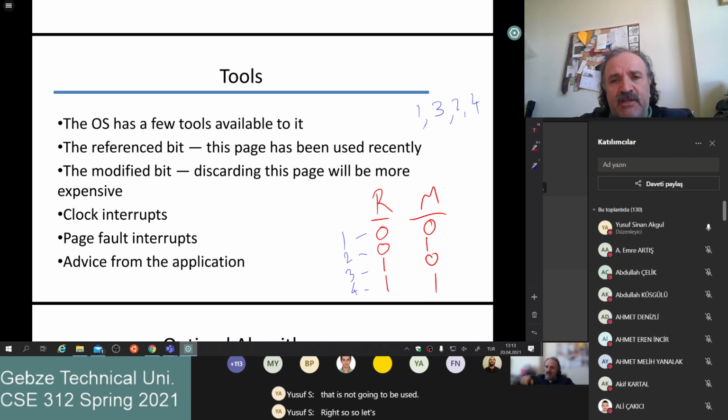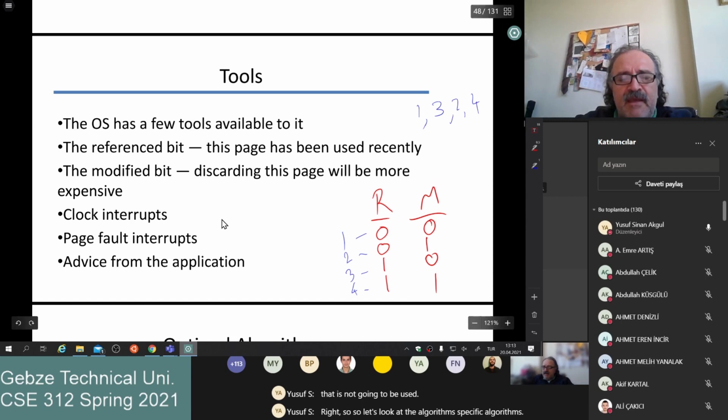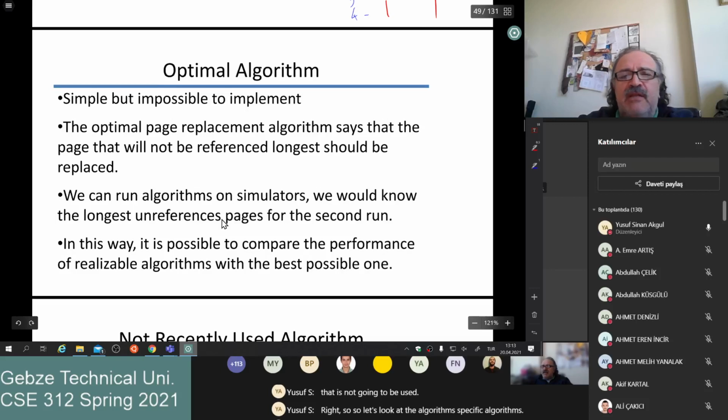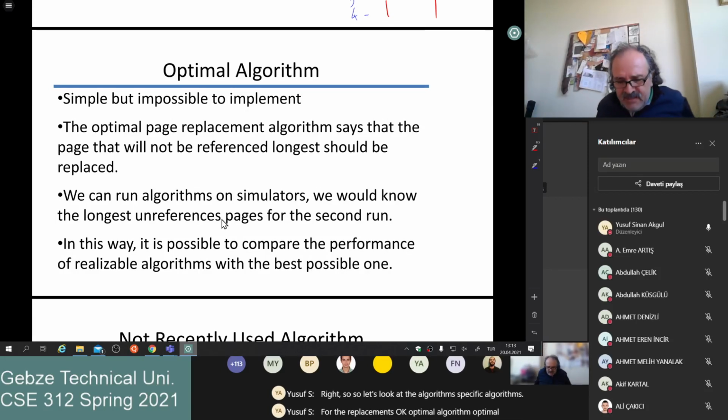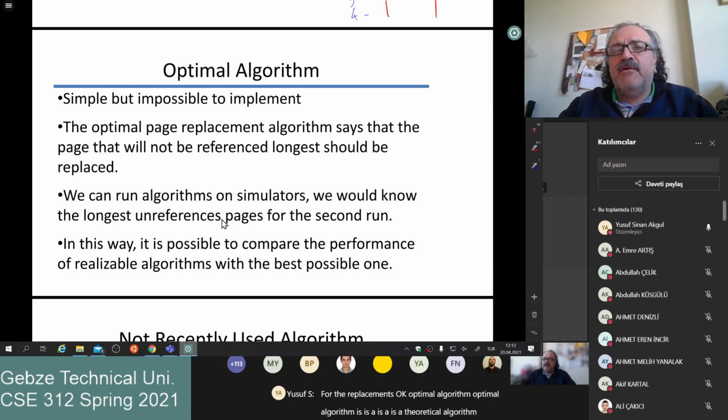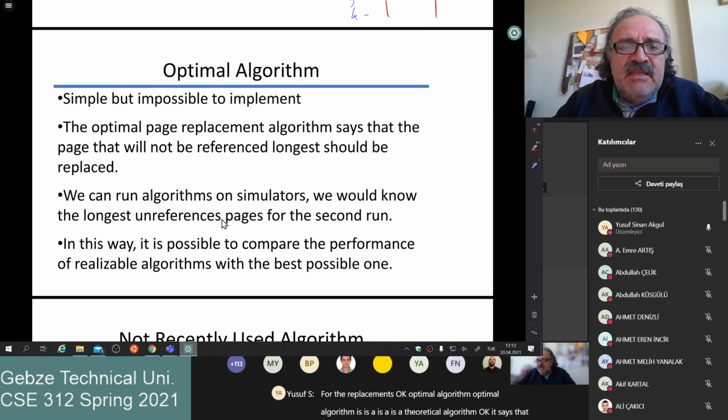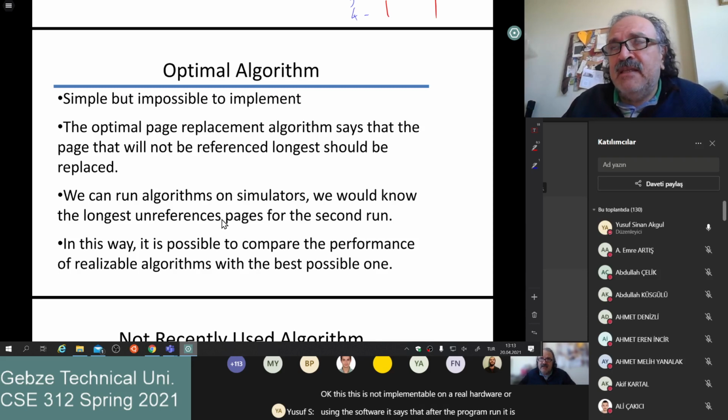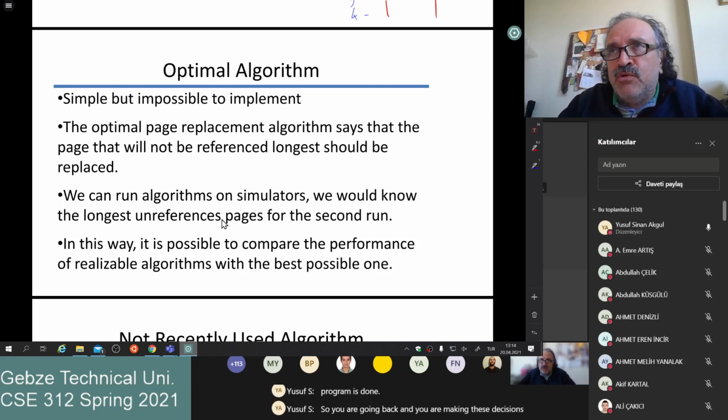So let's look at the specific algorithms for the replacements. The optimal algorithm is a theoretical algorithm. It is not implementable on real hardware or using software. It says that after the program runs and is finished, if I had replaced this page and this page and this page and this page at these specific times, this would have been optimal. So you are making these decisions after the program is done. You are going back and making these decisions. Of course, you cannot go back through time.